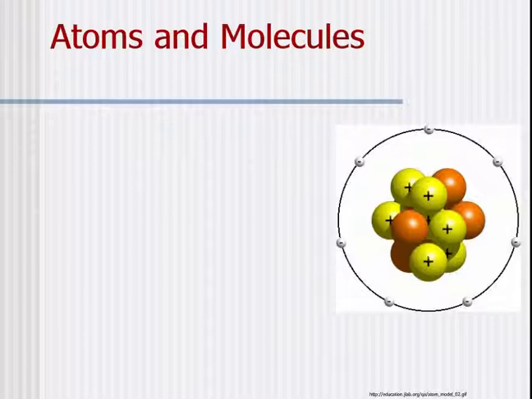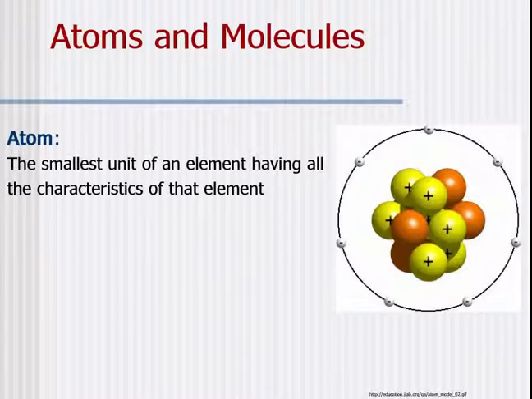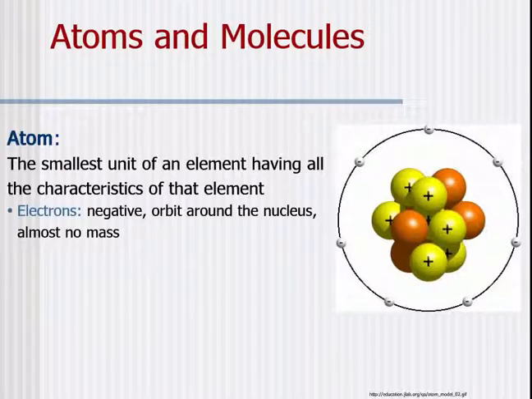Okay, all matter is made of atoms. It consists of atoms and molecules. I think most of you remember the parts of an atom. First of all, an atom is the smallest unit of an element having all the characteristics of that element. The electrons are what orbit around the nucleus.